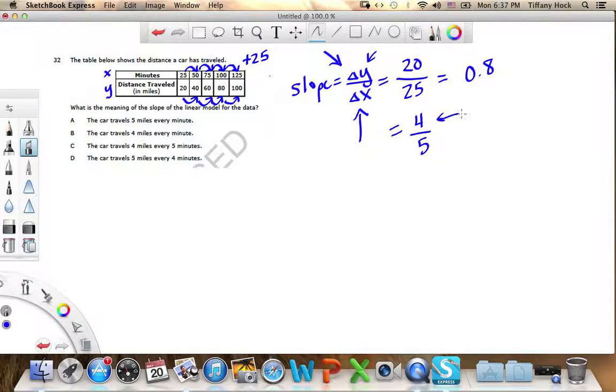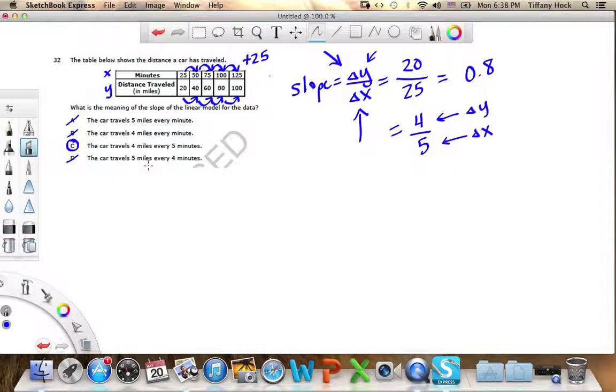So again, this is the change in y over the change in x. Okay, so basically this is saying that every time x goes up 5, so every time the number of minutes increases by 5, the change in y, the distance traveled, should change by 4. So every 5 minutes we should be traveling 4 more miles. So if you try and match up that one, it's not A, it's not B, and it's not D right here. The answer is C. The car travels 4 miles. Alright, remember, change in y goes on top. That's the distance traveled. 4 miles every 5 minutes. Okay, so our answer is C.